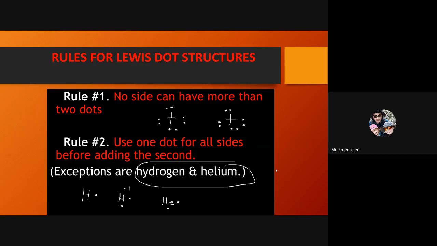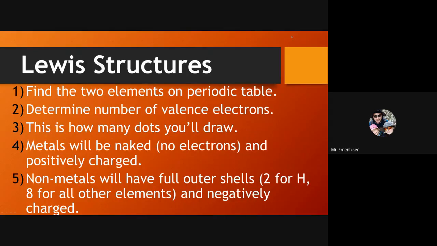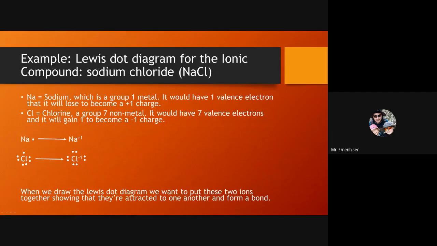Okay, Lewis structures. So how do we write the Lewis dot diagram for an ionic compound? We're going to find the 2 elements on the periodic table. We're going to determine the number of valence electrons. This is how many dots you'll draw. Metals will be naked with no electrons, and they'll be positively charged. Non-metals will have full outer shells, 2 for hydrogen and 8 for all other elements, and they will be negatively charged.